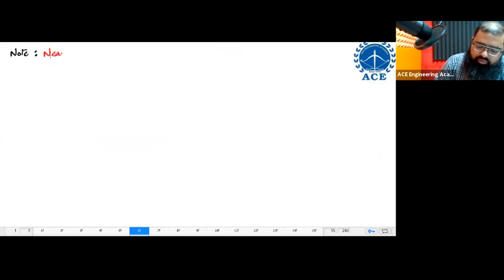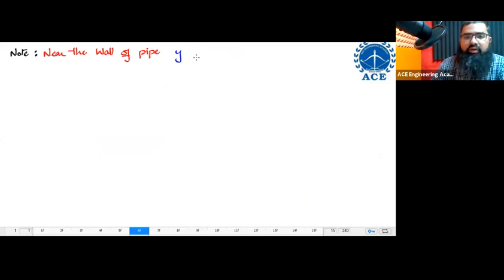Near the wall of pipe, we know that the value of y is equal to 0, which implies if y is equal to 0, automatically the value of L is equal to 0. If L is equal to 0, the value of eta is equal to 0. If eta is equal to 0, the value of tau turbulent is equal to 0. All of them are going to be equal to 0.